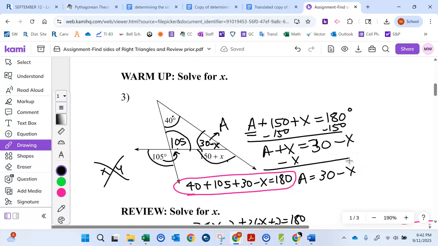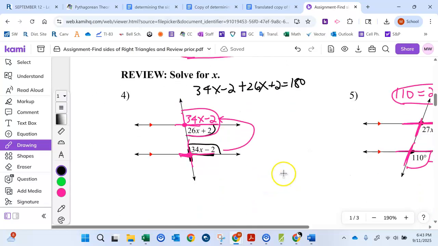Number 3 is this one. It's kind of a tough one, but you have to go through this process. You have to find this angle and this angle. These two are vertical, so this is equal to that. This angle here makes 180 with 150 plus x; they're supplementary. So then I put this plus this plus this equals 180.